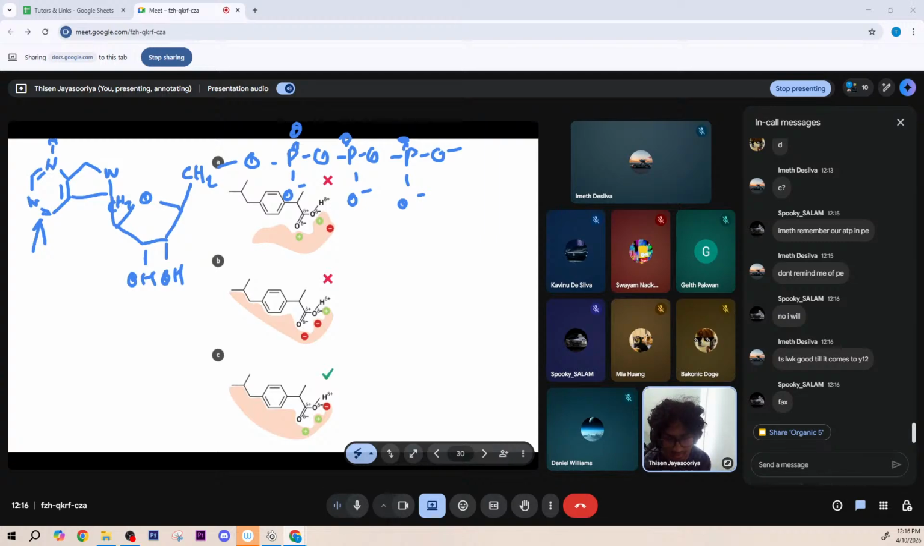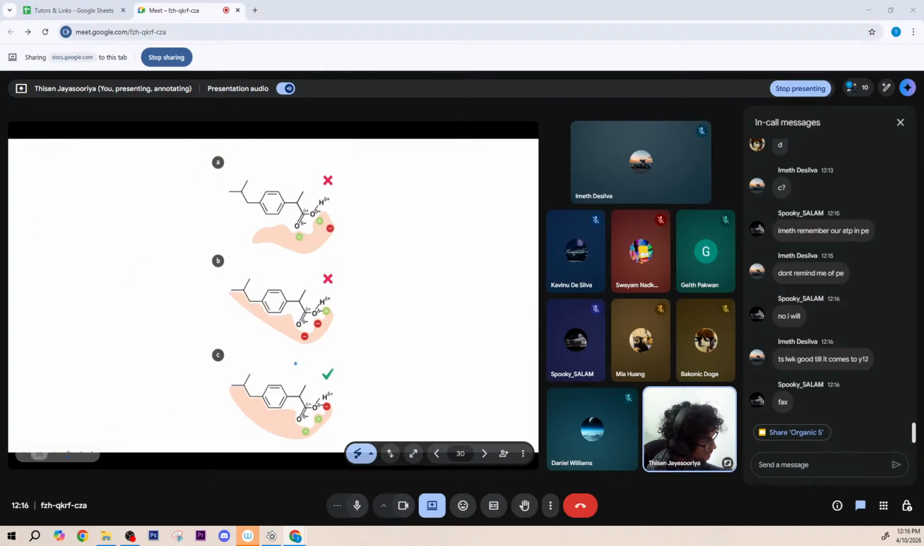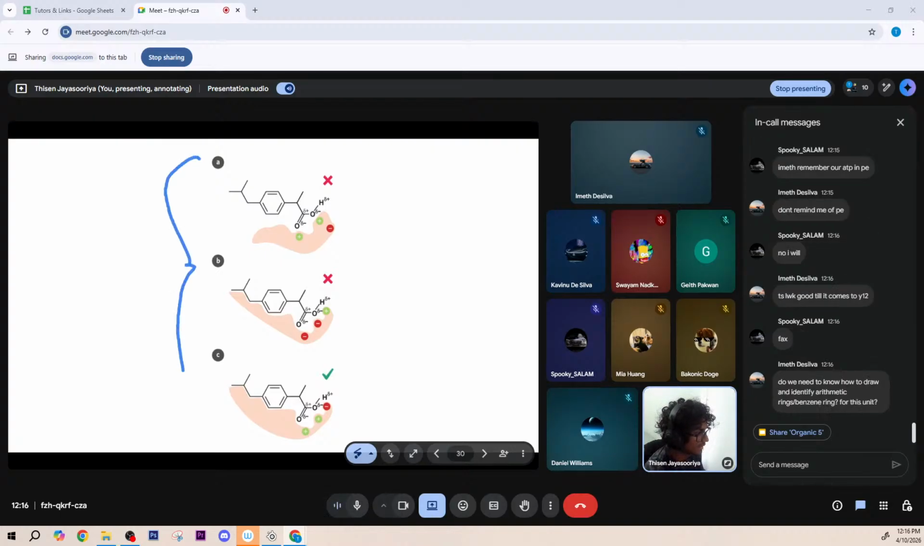I'm just showing off that these compounds are very big. You should expect very large compounds. Now the big thing about this slide is essentially showing that for us to be able to use this specific molecule, it needs to have a specific shape.